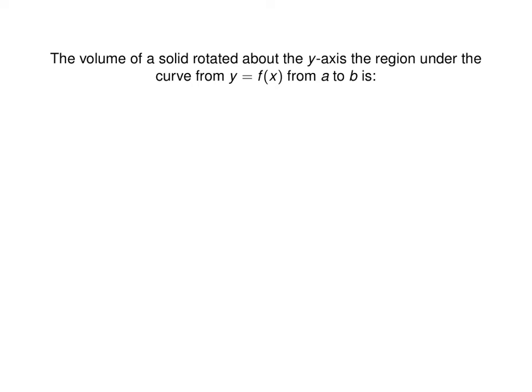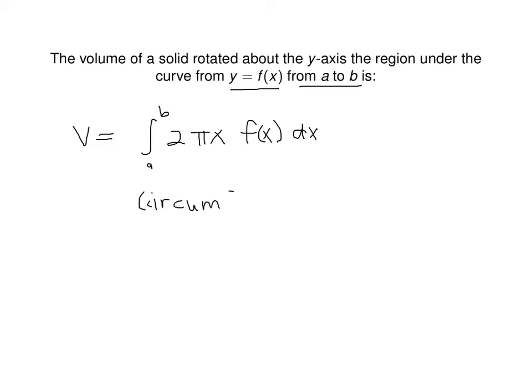The results on the previous slide tell us that the volume of a solid obtained by rotating the region underneath the curve y equals f of x between a and b about the y-axis is given by V equals the integral from a to b of 2 pi x f of x dx. Once again, it's helpful to think about this formula as circumference, height, and then thickness.